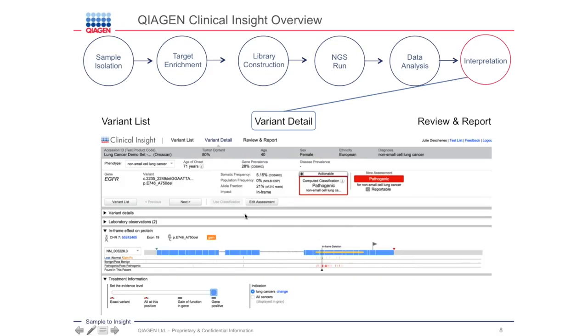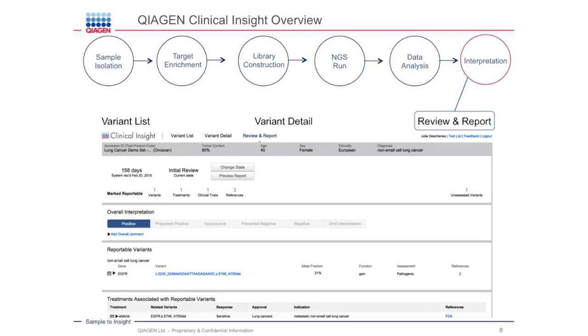The second section is the variant detail. The variant detail will provide you specific information on every individual variant. It provides you a semantic workflow, so we can look at the actionability with the treatment information. And you have supportive literature and clinical case count that we're going to take a look at this afternoon.